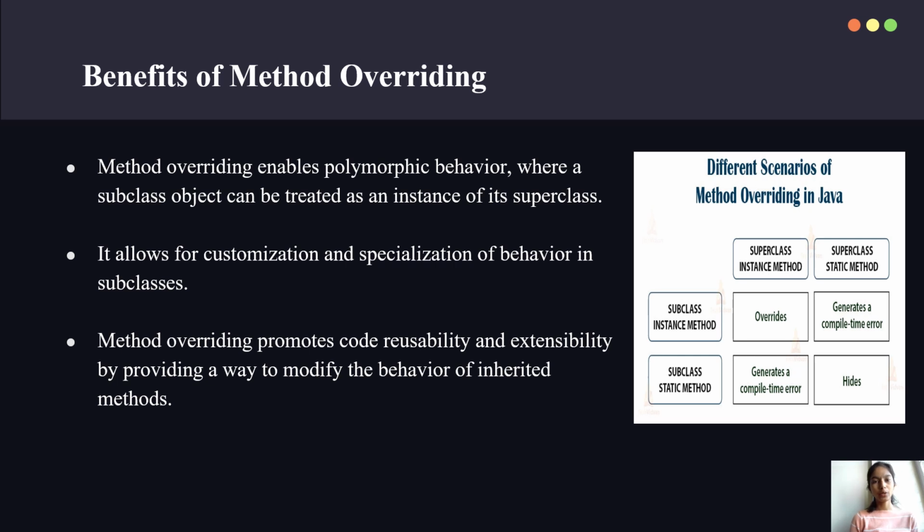Benefits of method overriding. Method overriding enables polymorphic behavior where a subclass object can be treated as an instance of its superclass. It allows for customization and specialization of behavior in subclasses. Method overriding promotes code reusability and extensibility by providing a way to modify the behavior of inherited methods.